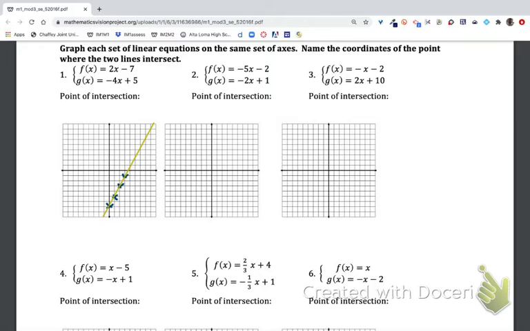And the piece that I'd like for you to have here is that you're identifying which graph is which one. So there's my f of x, and then I need to graph my g of x. My g of x starts at positive 5 and goes with a rate of change of negative 4. So down 4 and over 1. So down 1, 2, 3, and over 1 again.